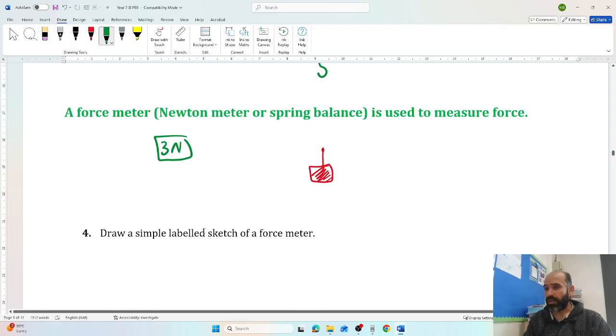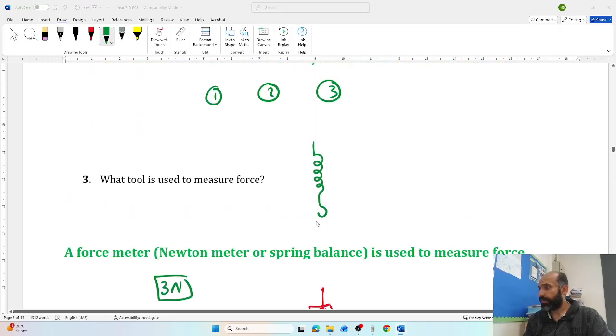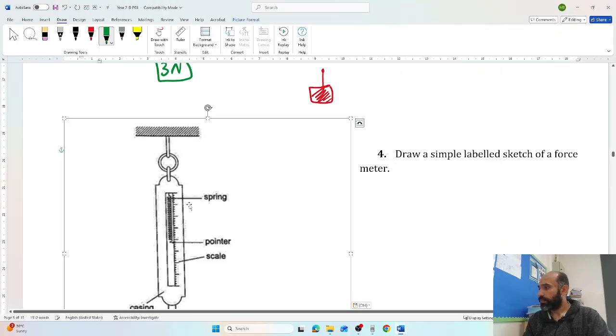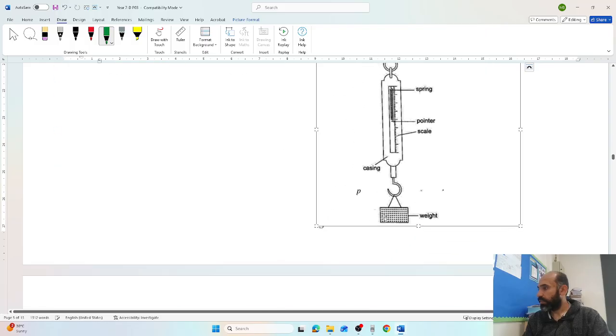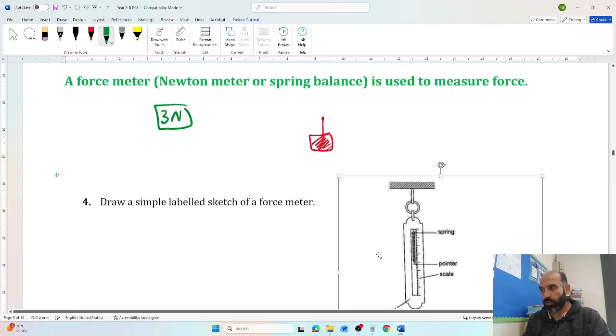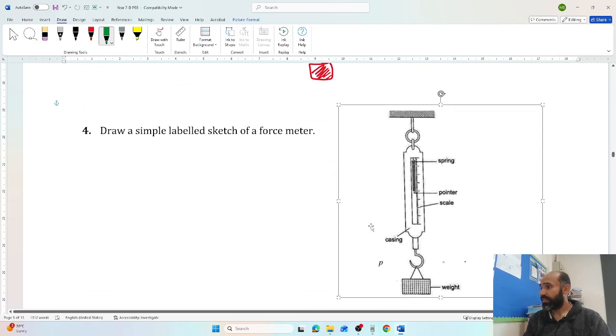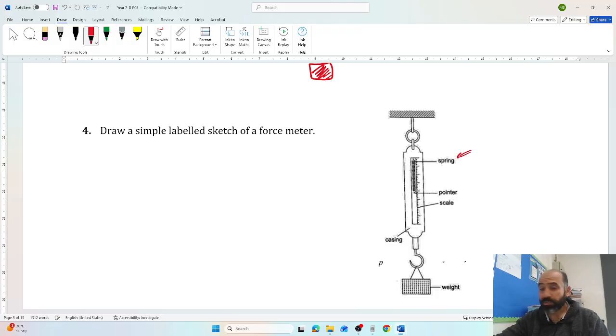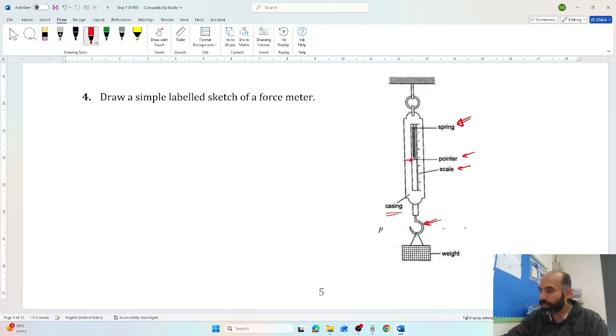We have a picture for it, like right here. That's it. This is called force meter, or it's called Newton meter. As you can see, it's formed mainly from a spring. If you apply more force on the spring, it will extend more. And we have a pointer just to point to the reading. And this is the scale, like the parts of the ruler. And we have a casing just to cover everything. Then we have this hook from which you will attach the mass that you want to find its weight.